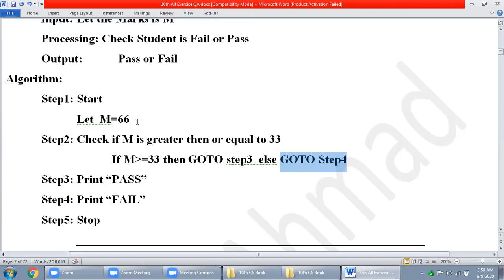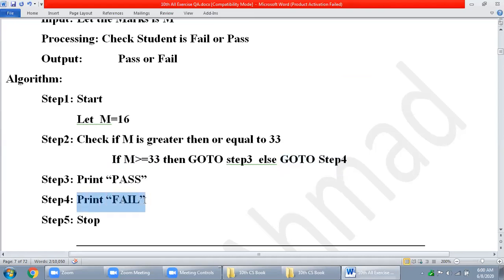Let's execute this algorithm again. Now I am going to change this algorithm with marks of 16. Now check this one. If marks m is greater than or equal to 33, m having the value of 16. 16 is greater than or equal to 33. Is the condition true or false? It is false. When this condition becomes false, control goes to the part after else. Else is this one. So it is written, go to step 4. When this step is executed, control is transferred automatically to step 4.